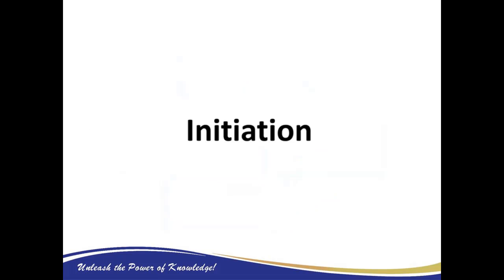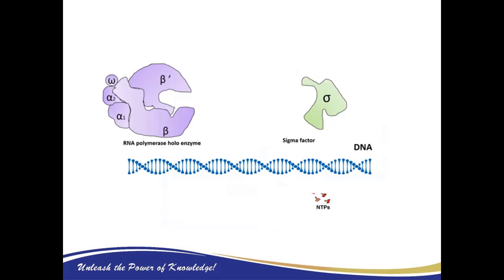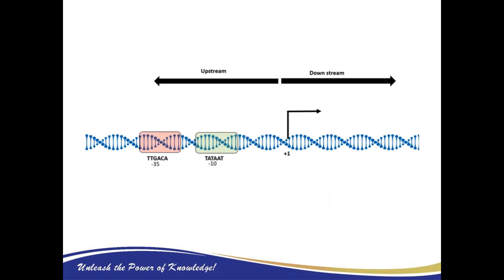So in initiation, the key players are definitely the DNA that needs to be transcribed, the RNA polymerase, and the sigma factor. So the RNA polymerase and the sigma factor form the RNA polymerase holoenzyme, and definitely the nucleotide triphosphates, which would be used to synthesize nascent mRNA. So just before the transcription start site, the nomenclature is used as minus to denote the upstream region and the plus to denote the downstream region.